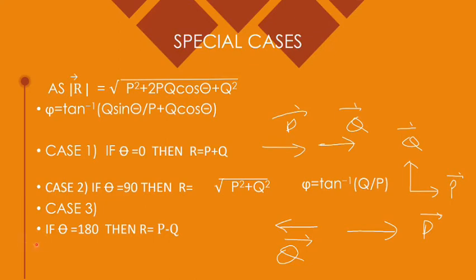Third case, if theta is 180 degrees. It means both the vectors are moving in opposite directions. P is moving in this way and Q is moving in the opposite way.